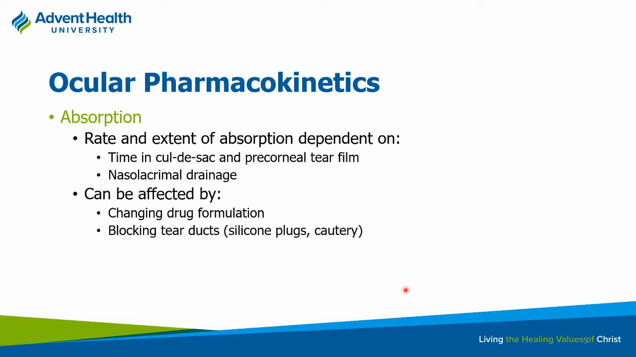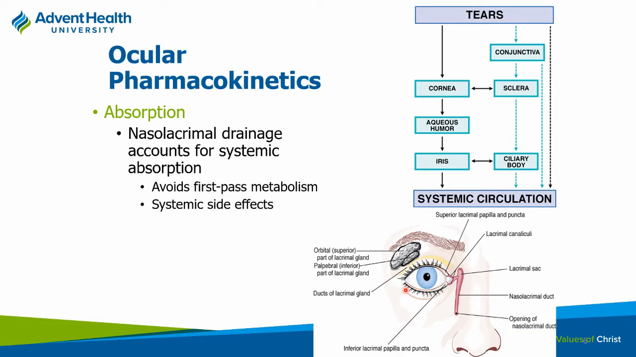You can find that absorption can be changed by changing the formulation. You can do things like blocking the tear ducts, as I mentioned. You can either physically do it, or silicone plugs can be used. We'll talk about dry eye a little bit later on, how that can be an issue. Cautery, sometimes you can actually cauterize that off and keep tears around for longer. Right? Those are things you can do potentially.